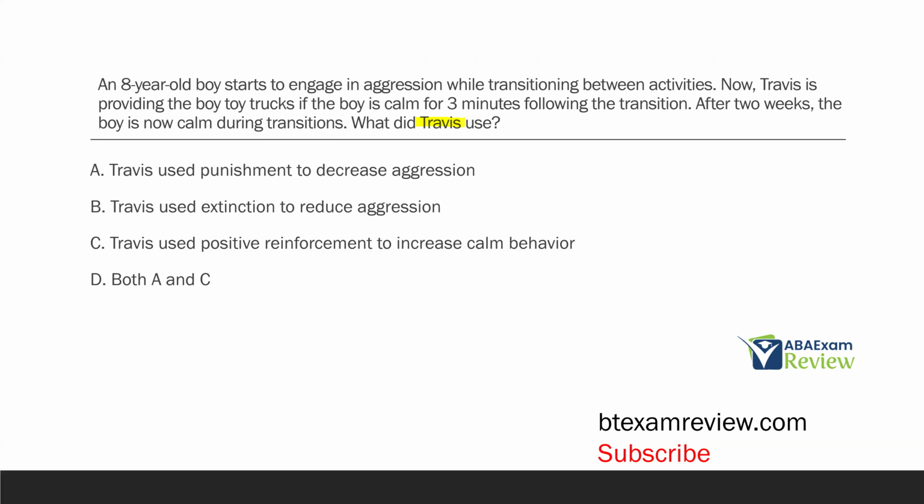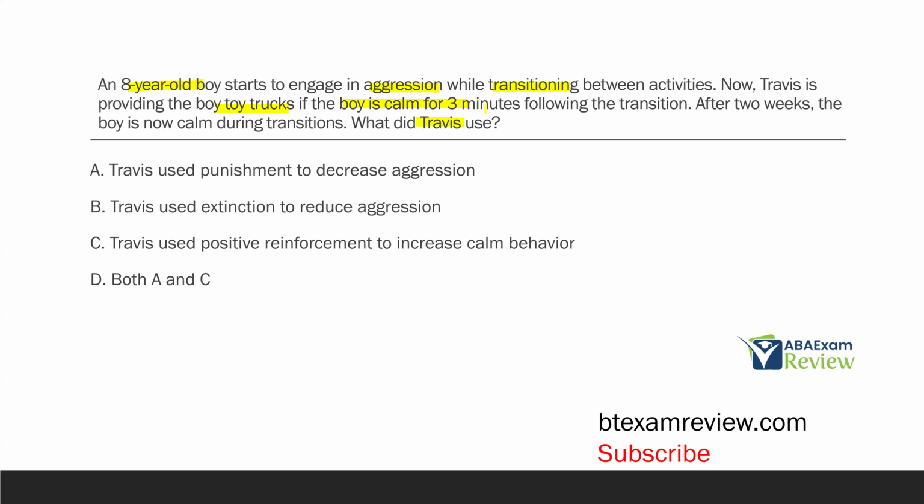And remember, when we are doing behavior questions, we want to know who are we looking at. Because in this case, we have the 8-year-old boy and we have Travis. Some questions might have more than one person. They might have more than two. Always identify who is the question asking about. And this question is asking about Travis. So what do we know about Travis? Well, we know the 8-year-old boy is engaging in aggression while transitioning. So Travis is giving the boy toy trucks if the boy is calm for 3 minutes.